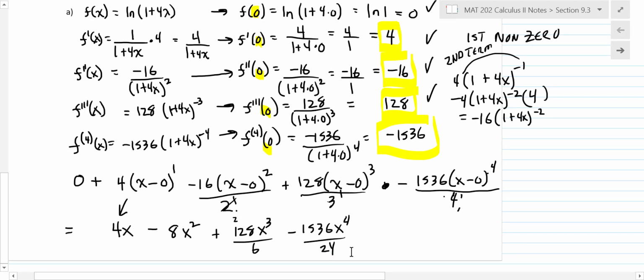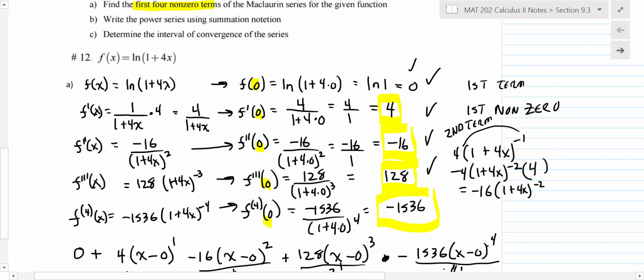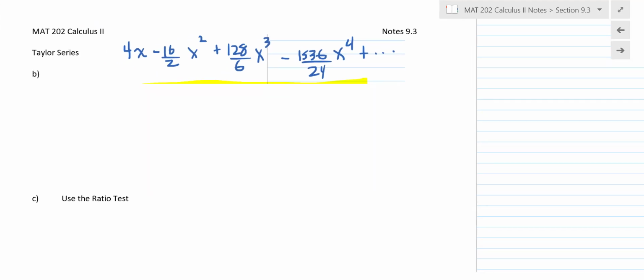Now, what I'm going to do with this is, on the next page, I want to show you the second part. That's the first 4 terms. That's generally not that difficult a thing to do as long as you can do your derivative. Now we're going to write that as a power series, okay? So on this next page, this is kind of what we just had, okay? Now I had the 16 over 2 is 8, so I had that.